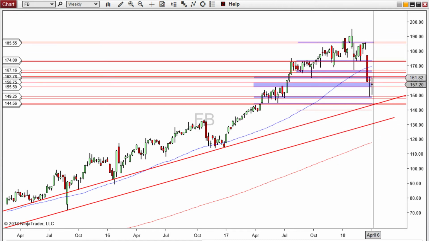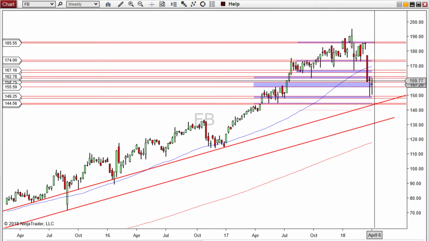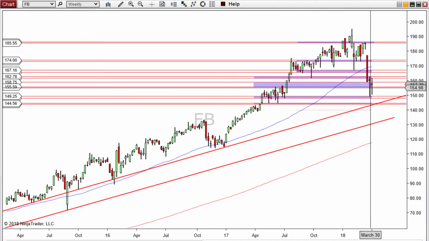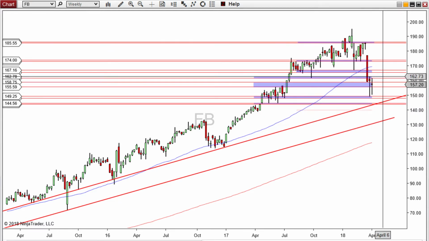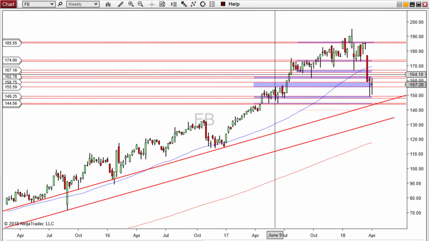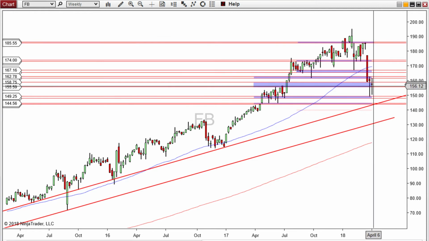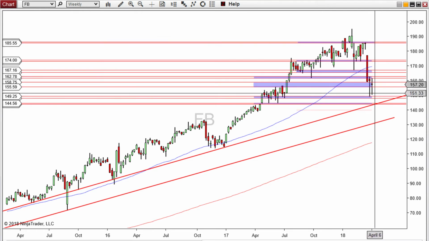It did close with an inside spinning top, a hammer type of candle, from the previous week. So unless it can get above this 162.78 area, the downside risk is still in play.